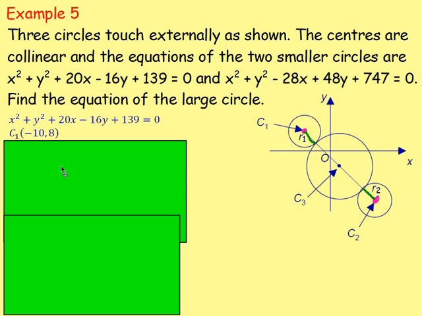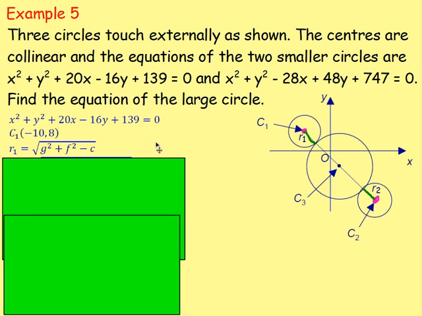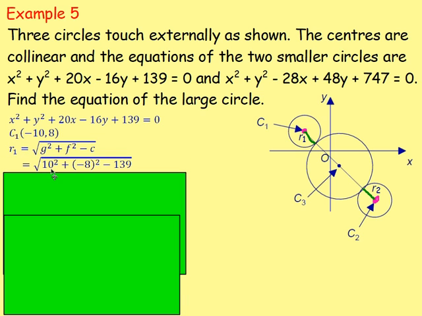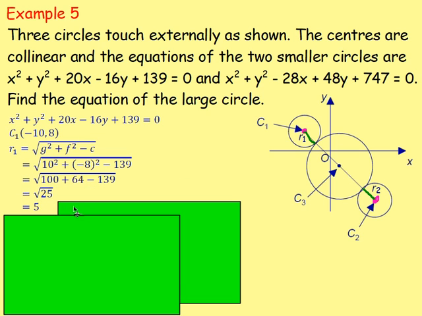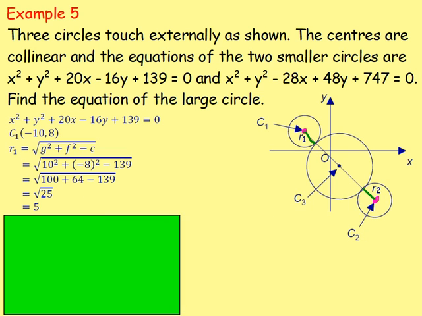If you have those values of g, f, and c, you can then work out the radius. So just go off to the side, write down g, f, and c. Sub them in here, and you'll get the square root of 10 squared plus -8 squared, take away 139, which will then work out to be the square root of 25, which is 5 units. So we know the radius of this circle from here to here is going to be 5 units.